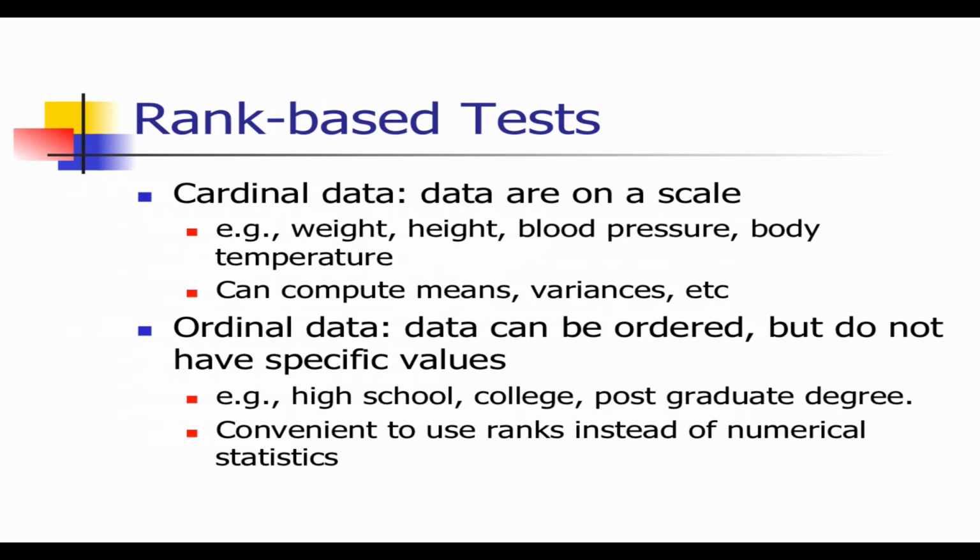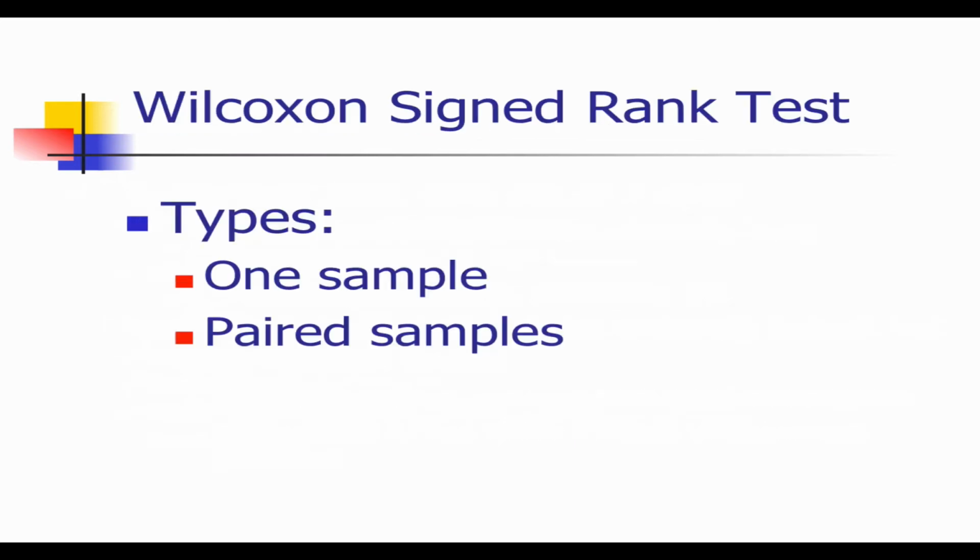This really tells you what ordinal data is compared to continuous data. For ordinal data, essentially the data can be ordered but do not have specific values. For example, you have high school, college, postgraduate degree. So it's convenient to use rank instead of any numerical value. Okay, so we'll move on to the first test, which is called the Wilcoxon signed rank test. It's used for one sample or paired samples.